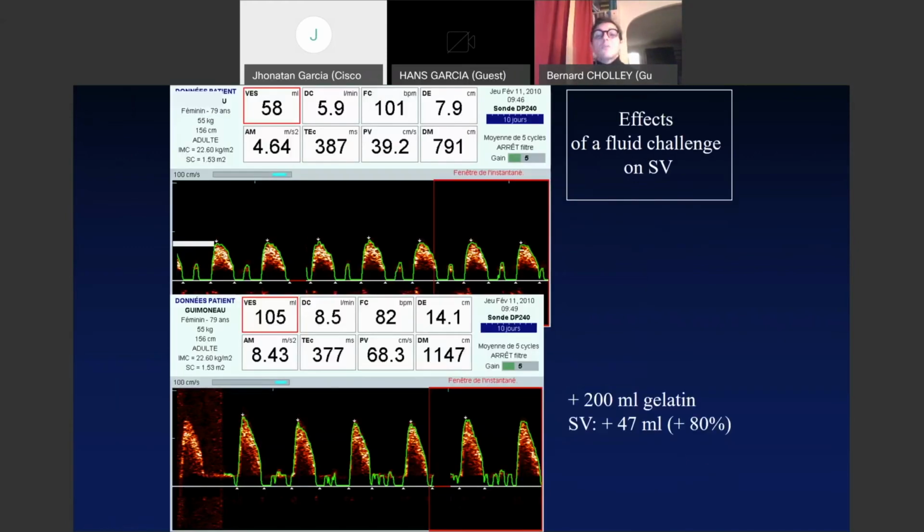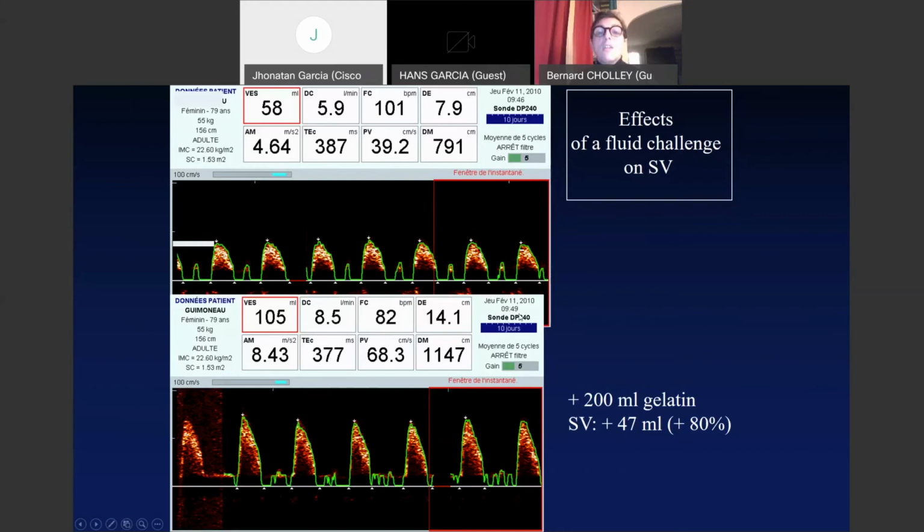Therefore, it is extremely important to check stroke volume when we give fluid to make sure that they are useful, that they increase stroke volume, and to stop them whenever we reach the plateau. This is an example in a patient in which we started with the value of stroke volume measured here with esophageal Doppler, but you have many tools to measure stroke volume. And we gave 200 mL of gelatin, and you see that stroke volume went from 58 to 105 mL.